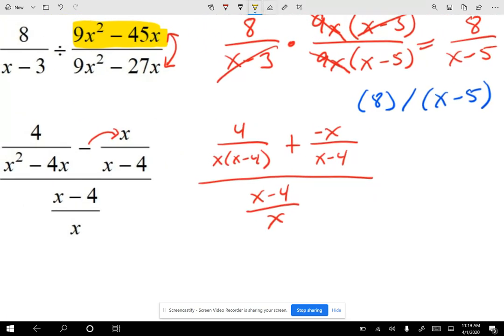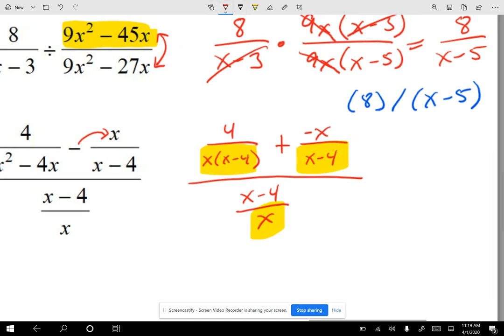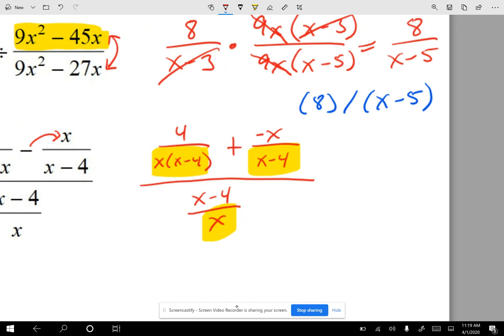So I'm factoring it because I'm going to look for my LCD. I'm looking at my denominators. So my LCD, my least common denominator, looking at the first fraction, I must have an x, and I must have an x minus 4. Looking at the second fraction, I already have the x minus 4. Looking at the third fraction, I already have an x. Okay, so let me multiply each of my fractions by x and x minus 4.